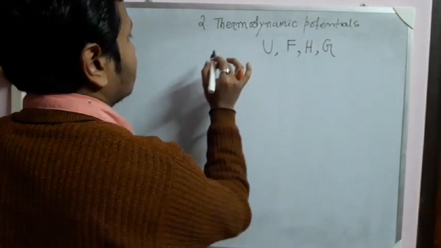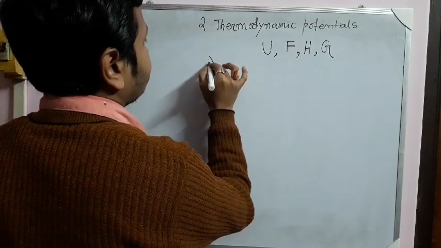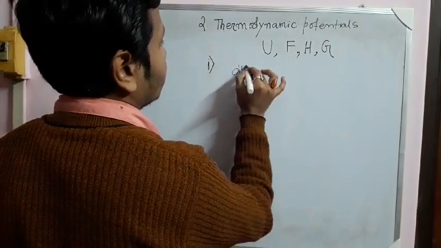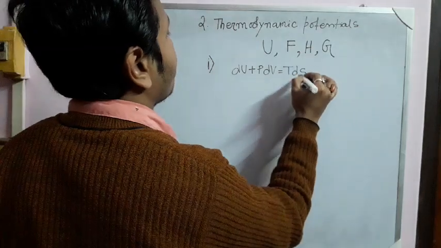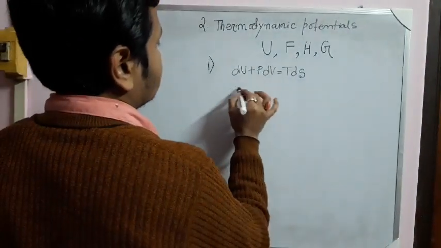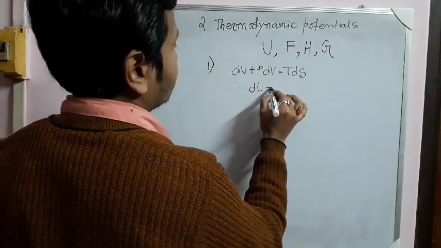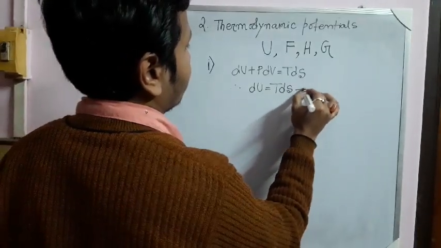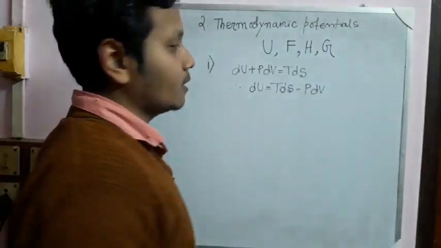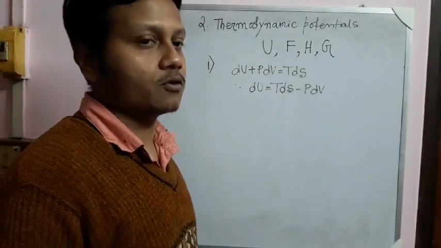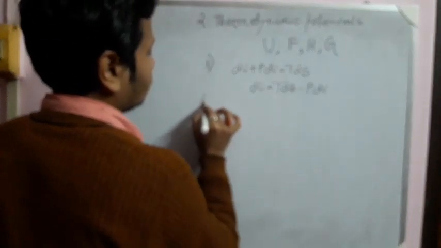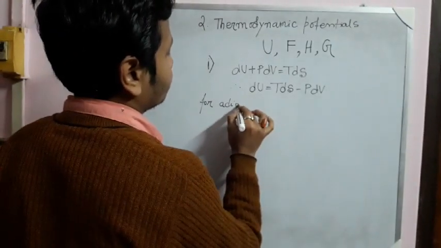So first, if you write down the combined form of the first and second laws of thermodynamics, you get dU plus pdV equals TdS. So what will be dU? dU will be TdS minus pdV. Now consider a process where entropy remains constant and volume remains constant, that is an adiabatic isochoric process.